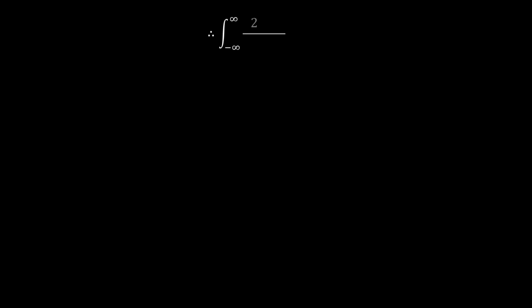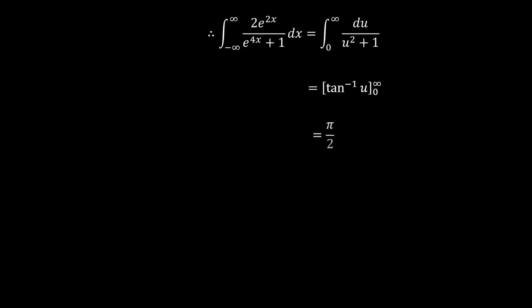So this is a more doable problem now. The integral of 1 over u squared plus 1 is the arctangent of u. So with the limits applied appropriately, as u tends to positive infinity, the arctangent of u would tend to pi over 2. When u is equal to 0, the arctangent of u will be 0. So the answer that we've been looking for is pi over 2.